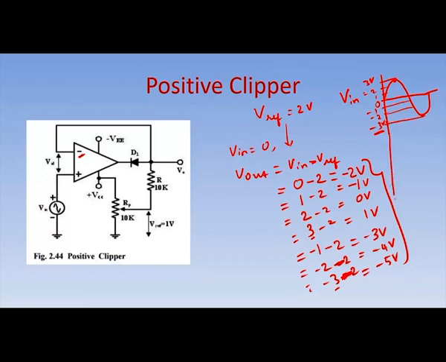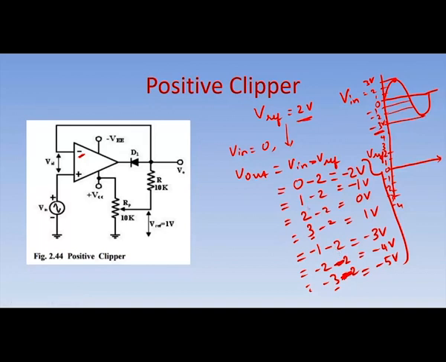So, you can draw the circuit like this. This is 0 and we know that the reference voltage is plus 2, which is given to the negative terminal. So, here 1, 2, 3, 4 and here minus 1, minus 2, minus 3, minus 4. Okay. So, here if the input voltage is 0, then the output voltage is minus 2 volts.